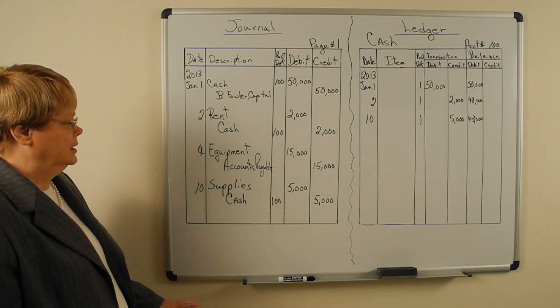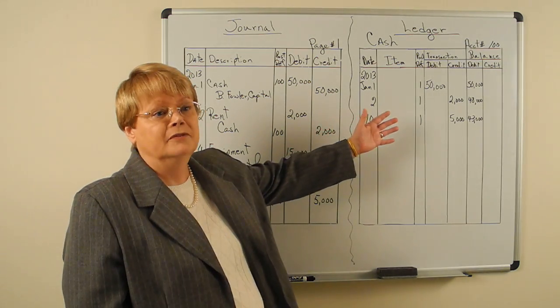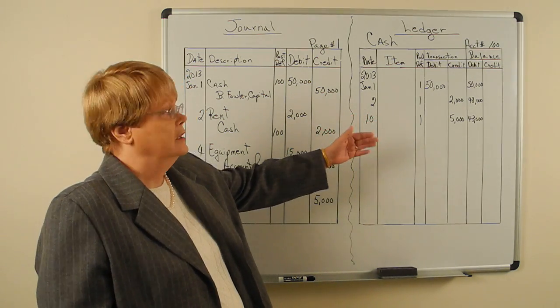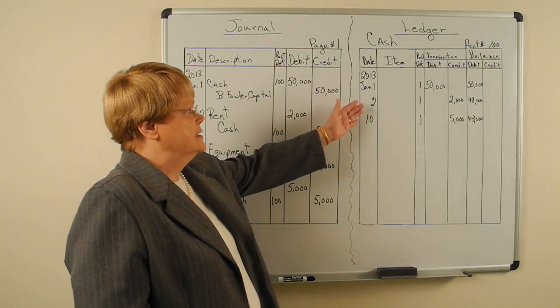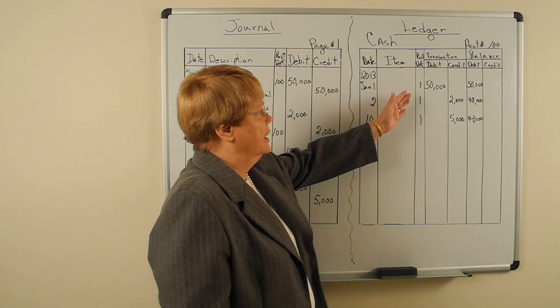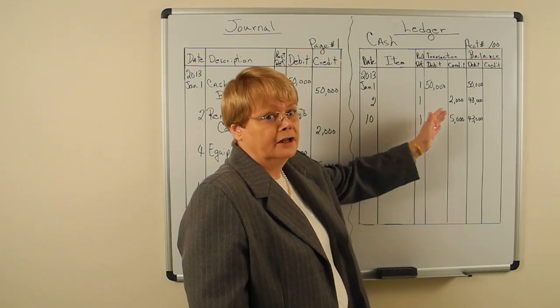Now let's talk a little bit about posting. I have a ledger over here. This is the type of ledger that is used in the textbook. It's not a T account, it's a different type. You have the date, you have an item column, you have a posting reference column, you have a transaction column, and debit and credit columns.